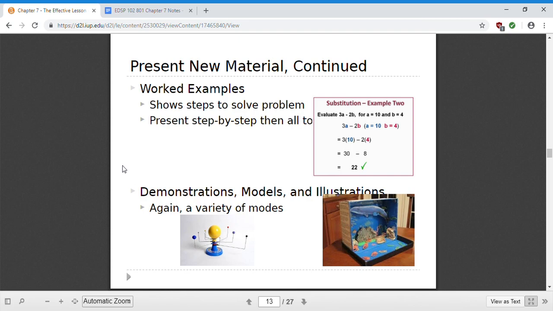When presenting material, you can use worked examples. Particularly for math, you can show the steps for how to solve a specific problem and then go through those steps in front of the class so that they know how to use those steps to find the solution. Additionally, demonstrations, models, and illustrations are really great because, again, it's a variety of modes of different explanations for why something is the way it is. That will really help build those meaningful connections in your students' brains.